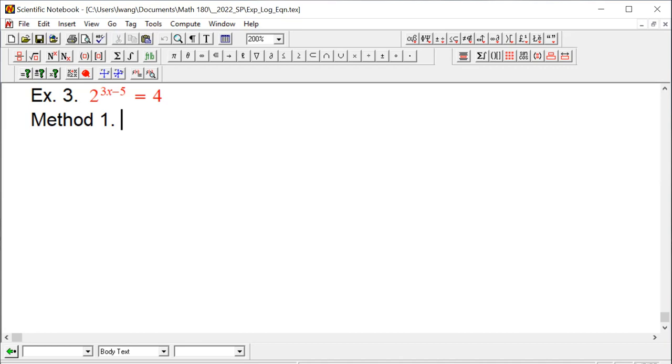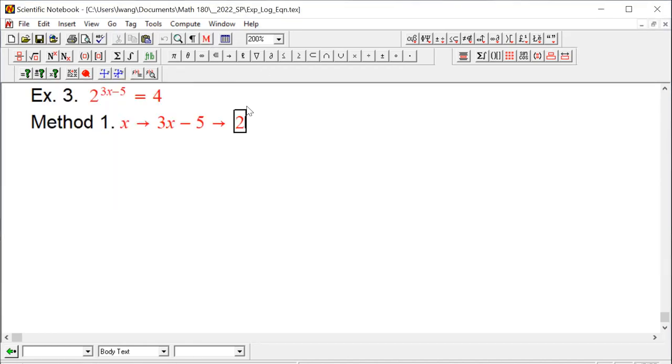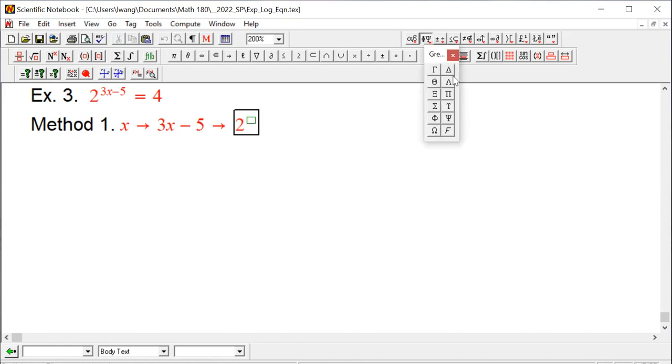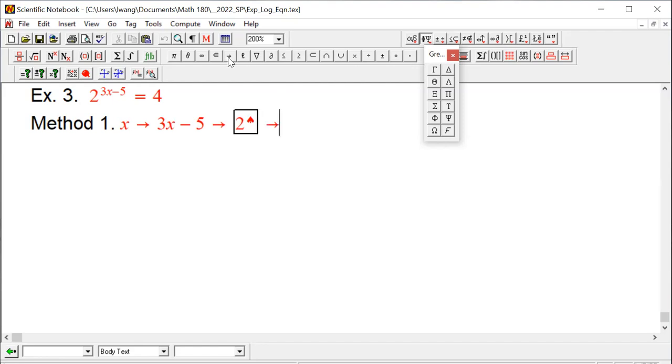So let me still talk about the function perspective. You have x, and this input is going to be 3x minus 5. This produces an output, and that output is given to the exponential function, 2 to the power of whatever the input. I'll put a symbolic expression there, make it a spade, how about that. And it produces output. The output is 4.